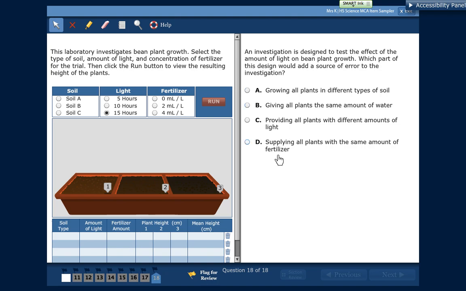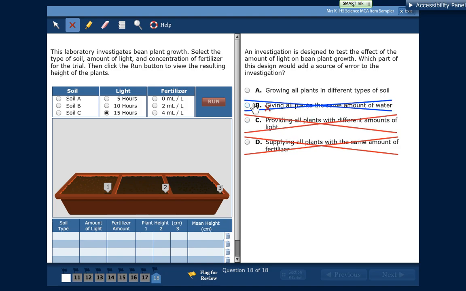Let's start with D. Supplying all plants with the same amount of fertilizer. Well, that wouldn't create error. That would keep it controlled, so that couldn't be the answer. Providing all plants with different amounts of light. Well, isn't that what they're testing? So that doesn't really make sense. Giving all plants the same amount of water. Would that create error? Would that make your results not controlled? No, that would make them controlled, so we wouldn't choose that.